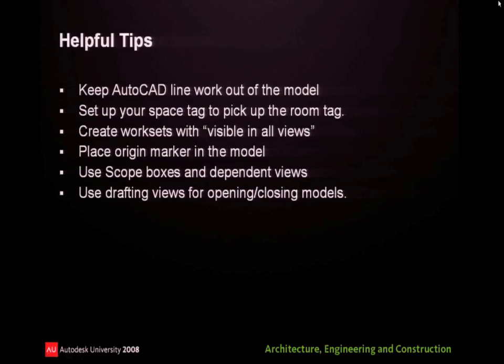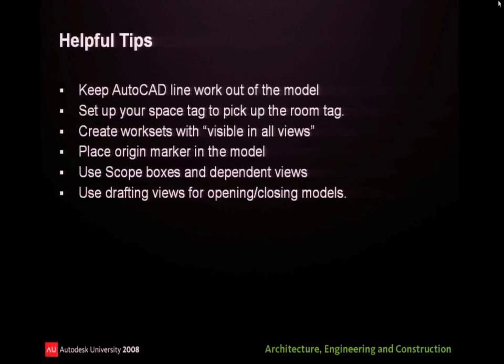Create the work sets. Make sure the visible in all views is checked. So if you're in a view and you create a work set and you uncheck that box, guess what? Somebody else is not going to be able to see that item on that work set unless they're in that view. Use an origin marker and place it in your model. So that way, if you are a hybrid project, you can align things. Scope boxes are a definite plus. You got to use those so your views look the same, your sheets look the same as the other disciplines. And we utilize dependent views quite a bit. Cut down on our work.